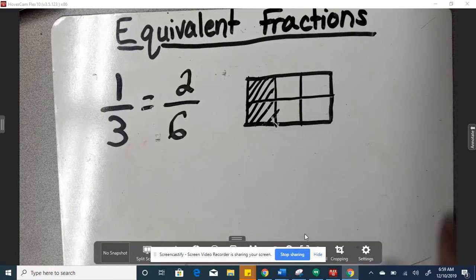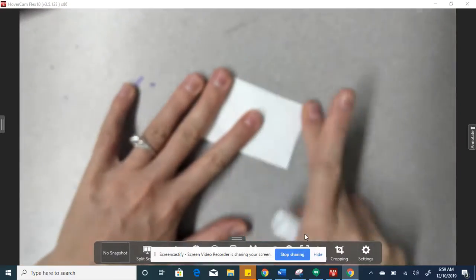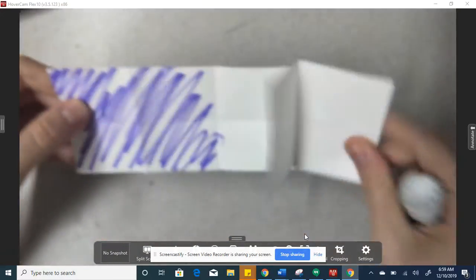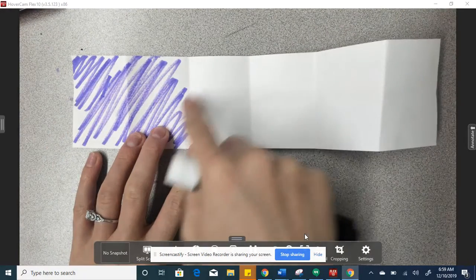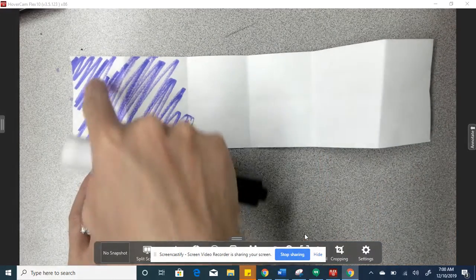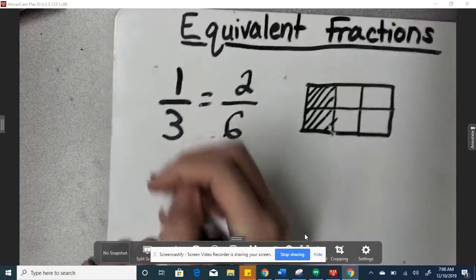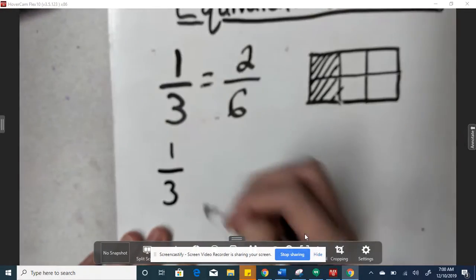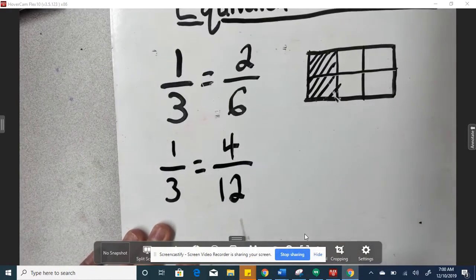Let's see if we can find another equivalent fraction. We have 1/3. Let's see if we folded it up again, and we folded it here, and we made them smaller pieces. Open it up. All right, so let's count how many pieces we have in total. We have 1, 2, 3, 4, 5, 6, 7, 8, 9, 10, 11, 12 pieces, and 1, 2, 3, 4 of them are shaded. I'm going to go back here. 1/3 equals, we said we had 12 pieces and 4 of them were shaded.